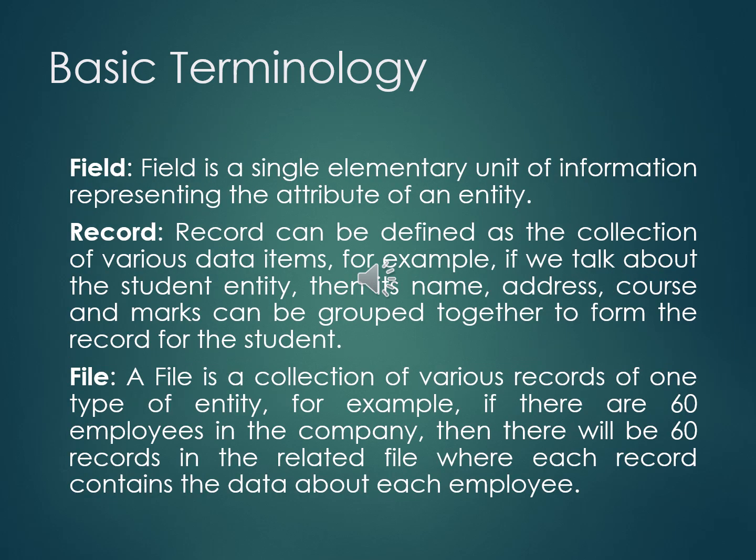Basic terminology, Part 2. A field is a single piece of information, like age or name. A record is a combination of multiple fields, such as a student's full profile. A file is a collection of similar records, for example, the data of all employees in a company.